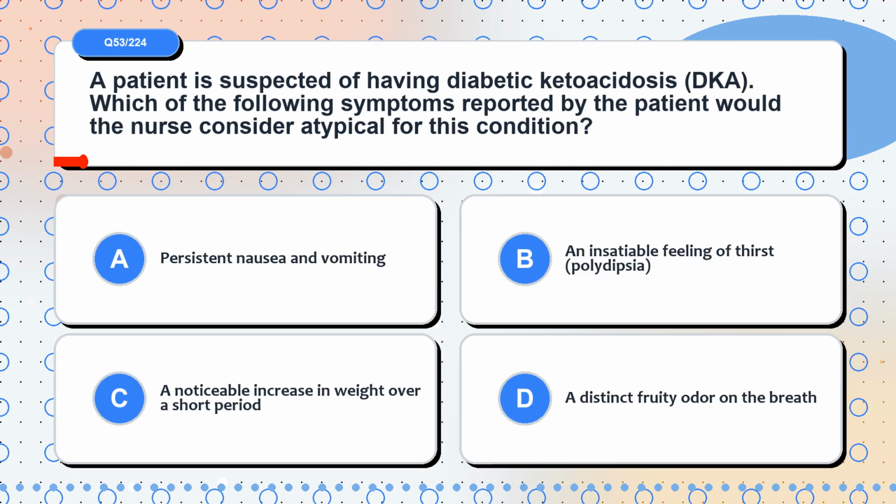Question 53. A patient is suspected of having diabetic ketoacidosis (DKA). Which of the following symptoms reported by the patient would the nurse consider atypical for this condition? Here are the options. Option A, persistent nausea and vomiting. Option B, an insatiable feeling of thirst, polydipsia. Option C, a noticeable increase in weight over a short period. Option D, a distinct fruity odor on the breath.